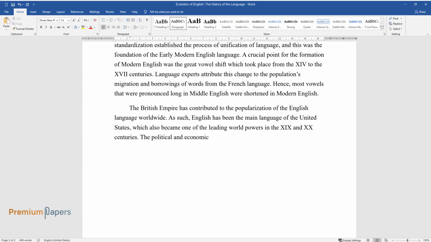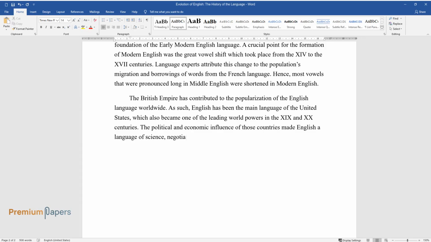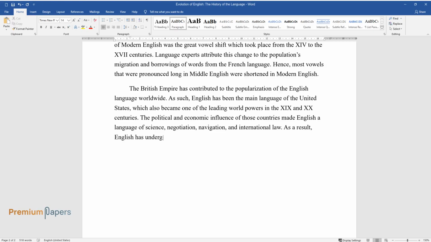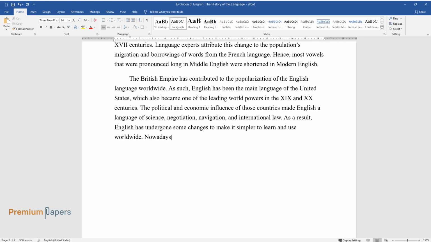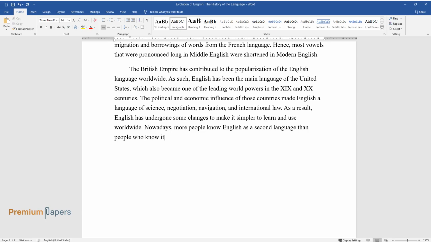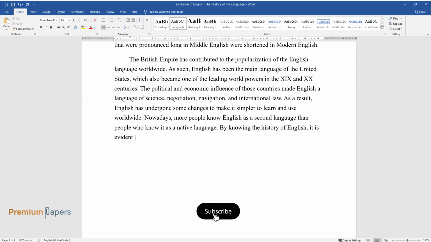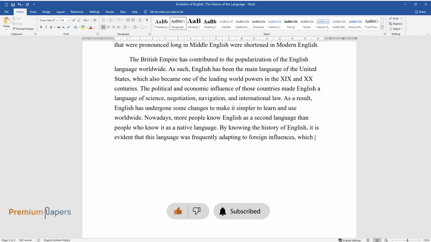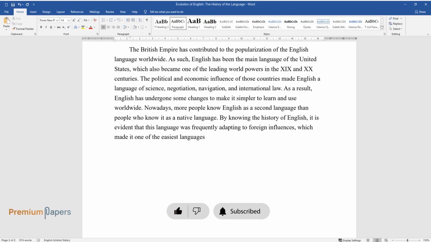The political and economic influence of those countries made English a language of science, negotiation, navigation, and international law. As a result, English has undergone some changes to make it simpler to learn and use worldwide. Nowadays, more people know English as a second language than people who know it as a native language. By knowing the history of English, it is evident that this language was frequently adapting to foreign influences, which made it one of the easiest languages to learn.